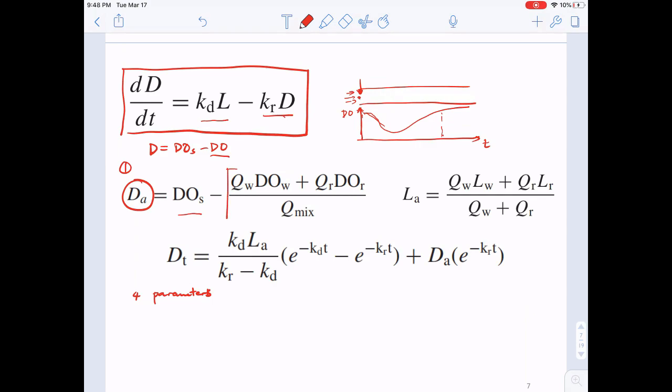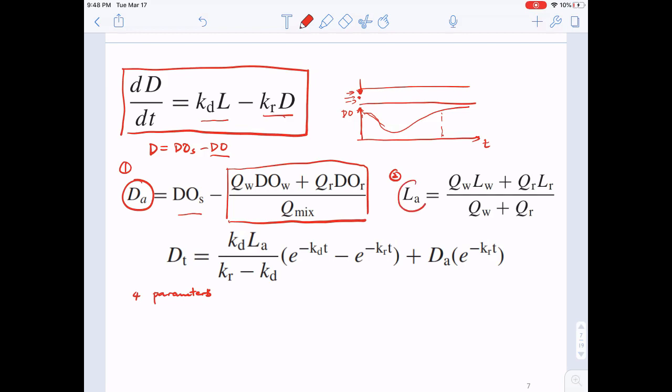So how do we calculate this dissolved oxygen at the mixing point? We can use the mass balance, right? The mass balance tells us that the DO here should be calculated by the flow rate of the wastewater multiplied by the DO of the wastewater, plus the flow rate of the river water multiplied by the DO of the river water, and divided by the total flow rate here.